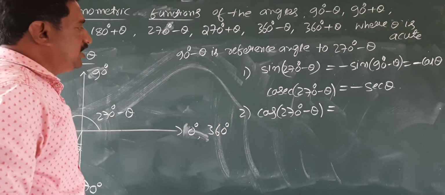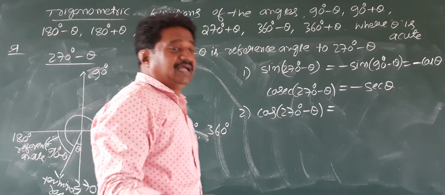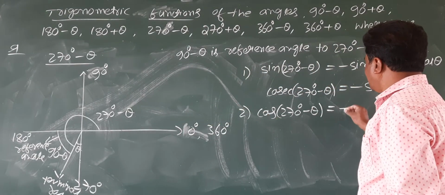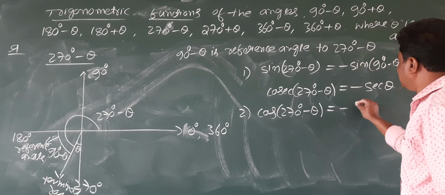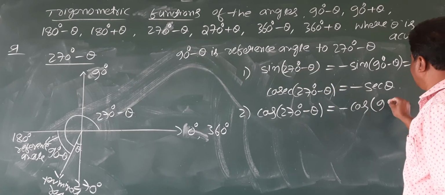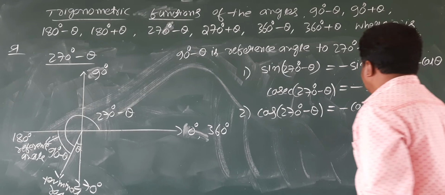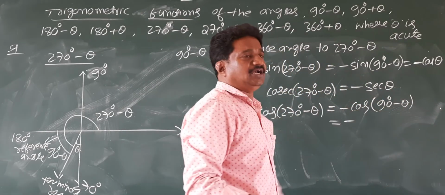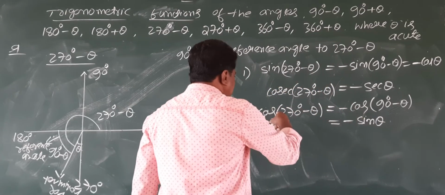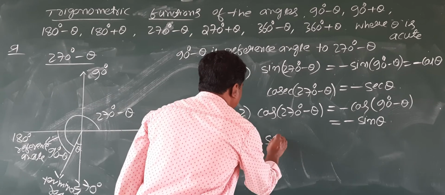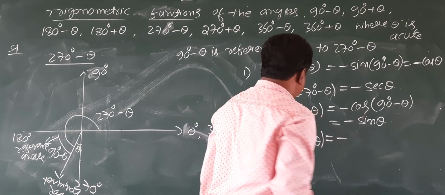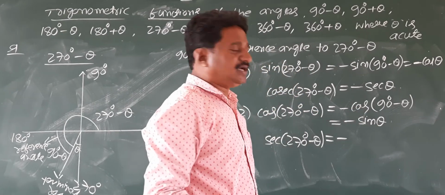270 degree minus theta is in the third quadrant. In the third quadrant, cos is negative. Minus. Tell me the reference angle. The reference angle to 270 degree minus theta is 90 minus theta. So minus, what is cos 90 minus theta? Sin theta. Reciprocal of cos is secant. So 270 degree minus theta: minus. Reciprocal of sin, 1 by sin, is cosec theta.